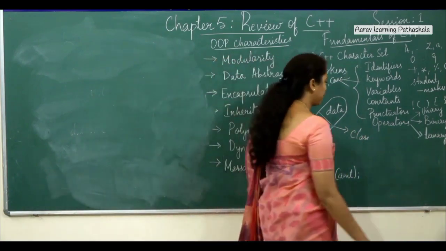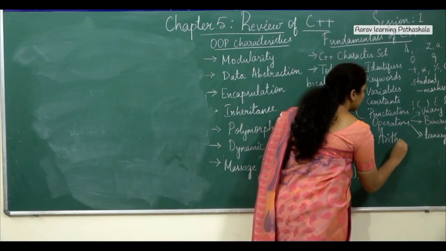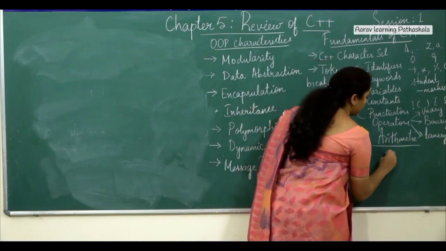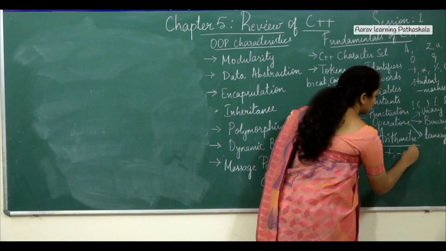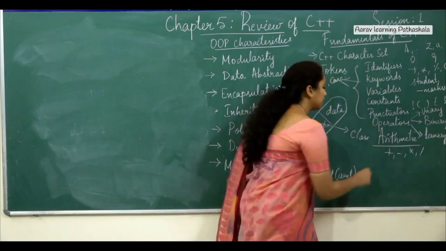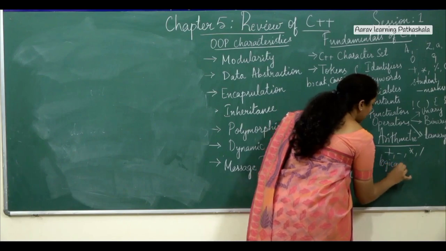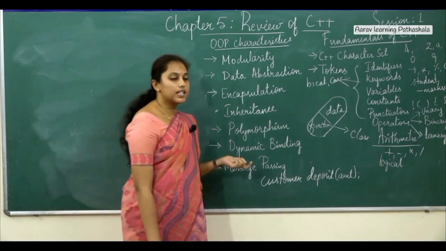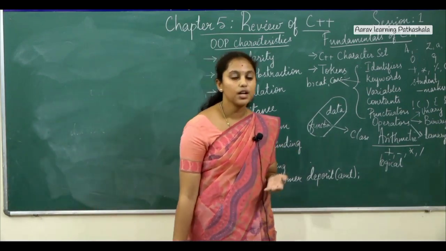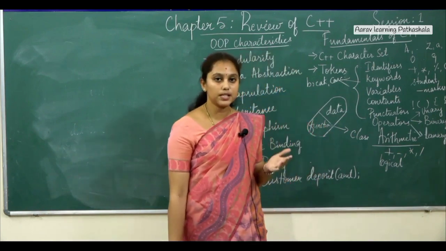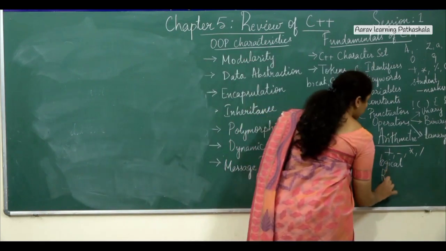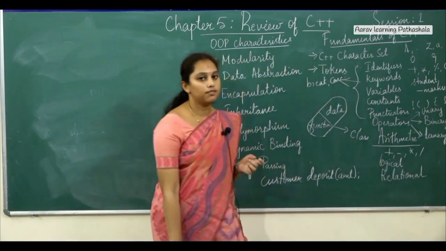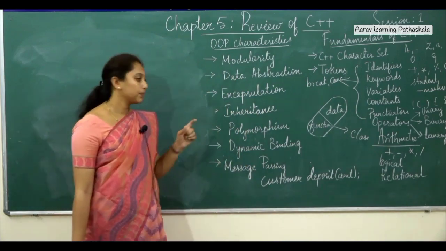Arithmetic operators are used in arithmetic expressions. Arithmetic operators are addition, subtraction, multiplication and division. Logical operators are used in logical expressions. It always gives 0 or 1 as output. 0 represents false and 1 represents true. Next is relational operators. Relational operators are used in relational expressions. They will always give 0 or 1 as output.